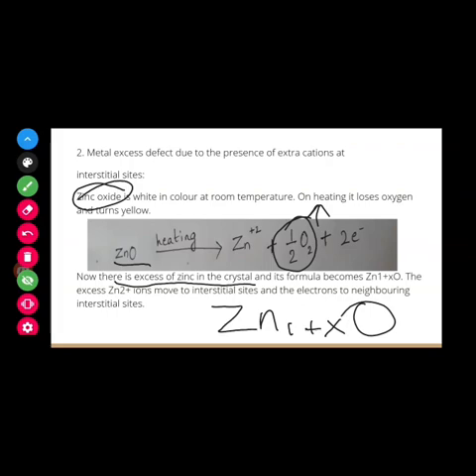I'll just repeat it once again. Zinc oxide is white in color at room temperature. But when you heat this zinc oxide, it gives out oxygen. Oxygen escapes as gas and it is left with zinc ions and electrons. These zinc ions will occupy interstitial sites, and even these electrons will occupy some of the sites. Whatever zinc ions are present will be in excess. That is why the formula, instead of ZnO, becomes Zn 1 plus x O.